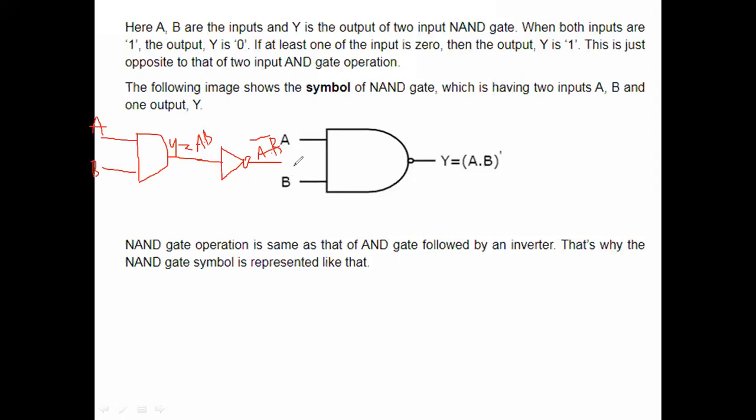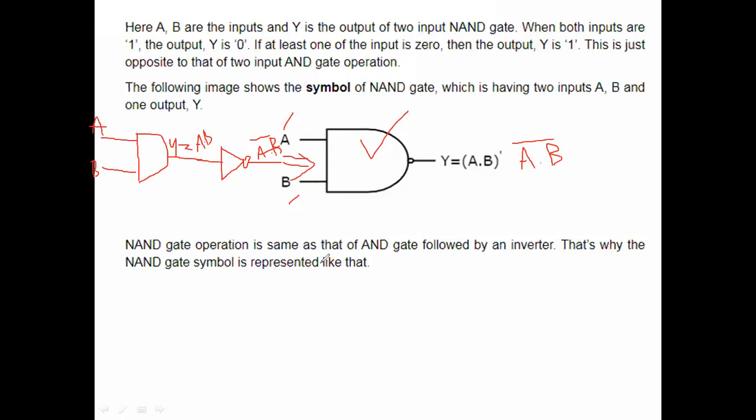See this. So this, in total, is the symbol. A and B are two inputs. Instead of the NOT gate, we just add a bubble. This is the symbol. So A dot B whole complement, or another way to represent this is A dot B whole bar.